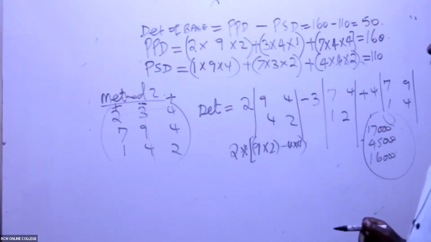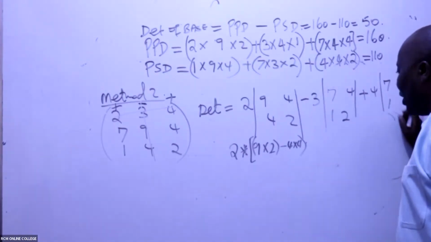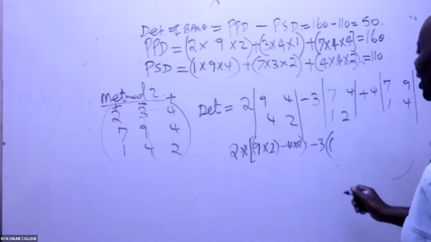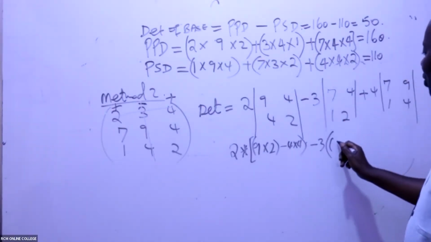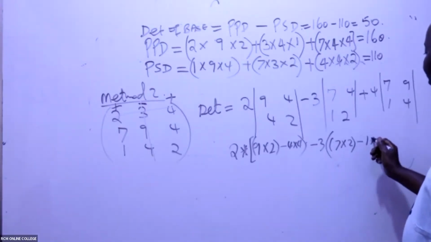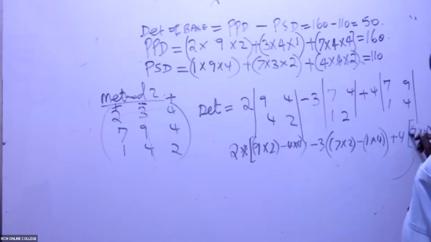Like that. And then you continue, ladies and gentlemen, good students. The next one here will be minus 3 into 7 times 2, minus 1 times 4. Plus 4 into 7 times 4, minus 1 times 9.